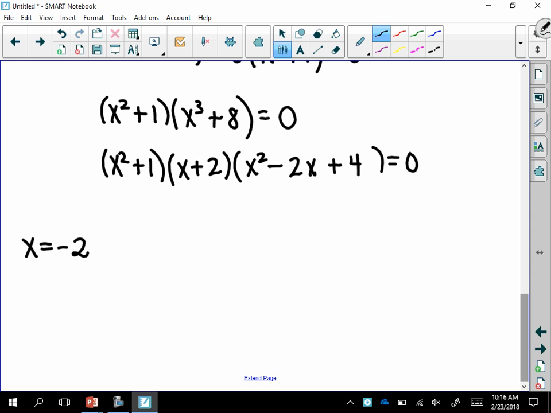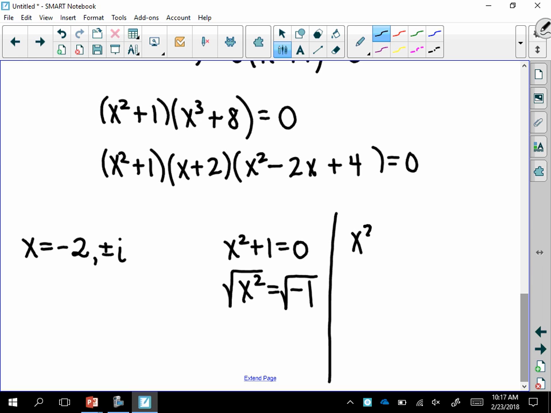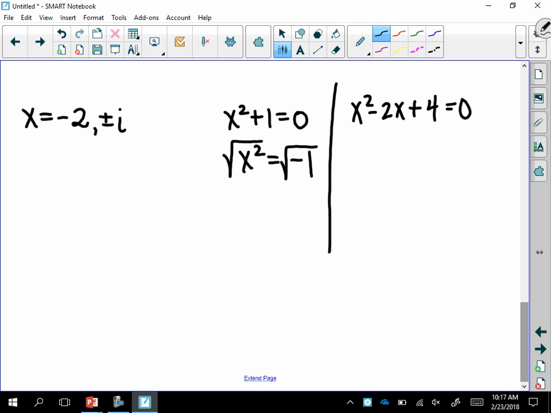So there's 1 zero, but it said to find the roots, so we've got to find all of our imaginary zeros as well. So that means I need to know when does x squared plus 1 equal 0? That's going to be when x squared equals negative 1, or when x equals the square root of negative 1, and what does that become? All right. And then I also need to know when x squared minus 2x plus 4 equals 0. I know it's going to give me imaginary solutions, but I've got to include them this time. Sometimes in the past we've just ignored it. But we do need our imaginary solution, so I'm going to have to use the quadratic formula.